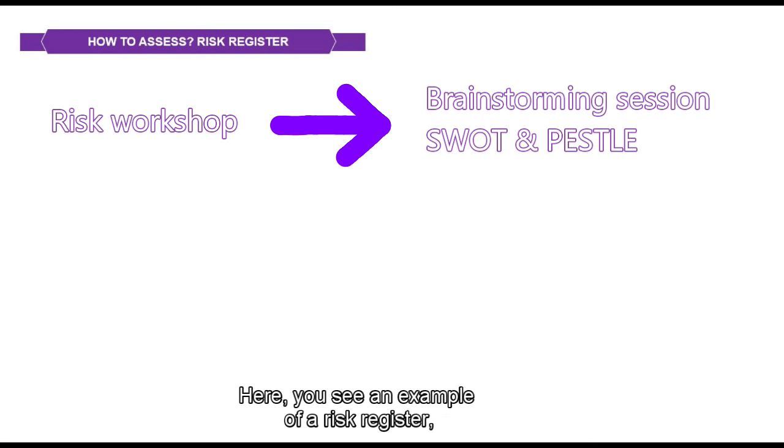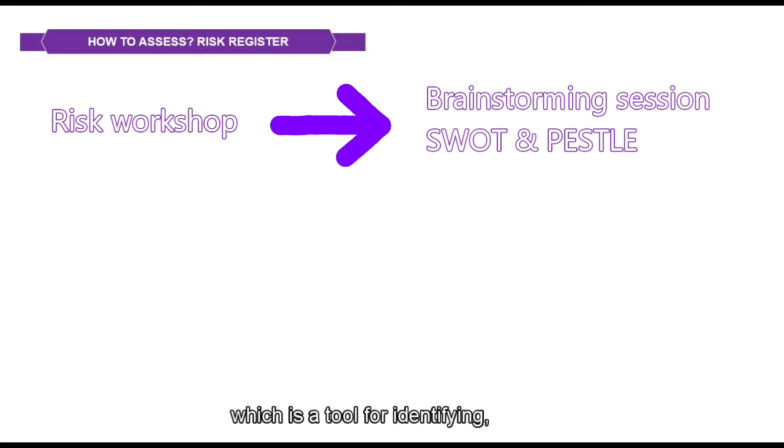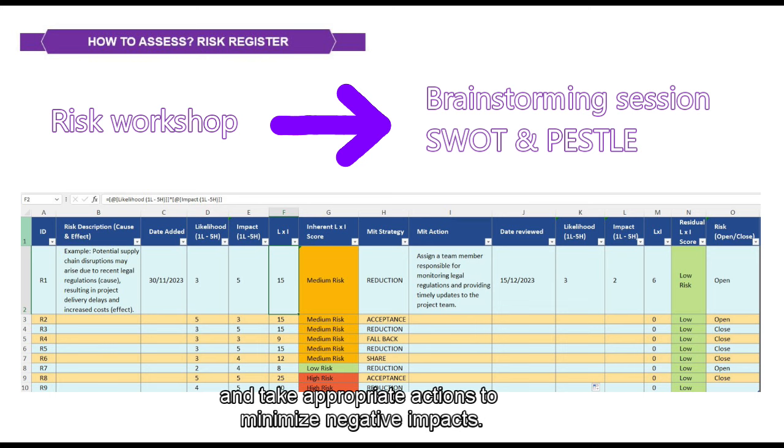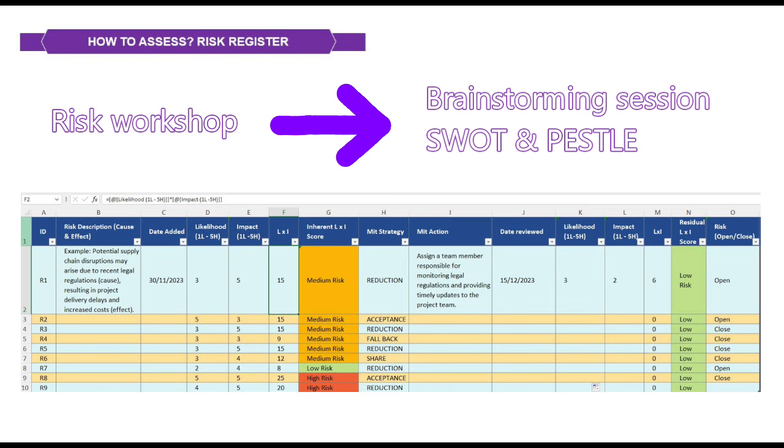Here you see an example of a risk register, which is a tool for identifying, assessing, and managing potential risks in a project, helping the team make informed decisions and take appropriate actions to minimize negative impacts. Don't forget that the risk register is a live document that gets regularly updated throughout the life cycle of a project.